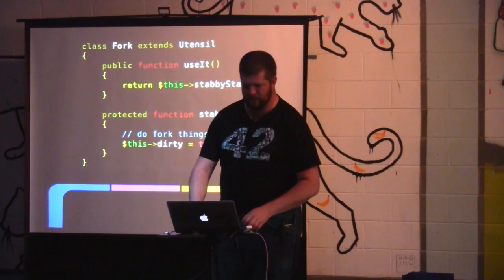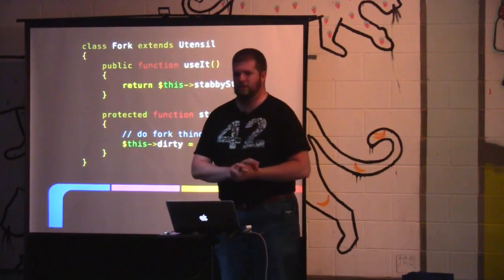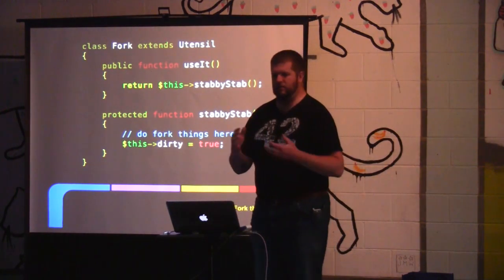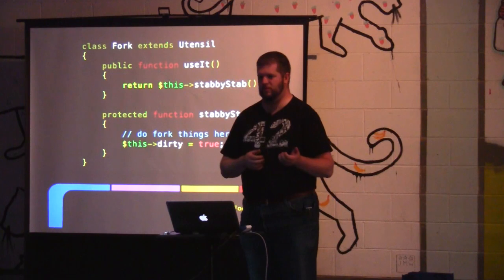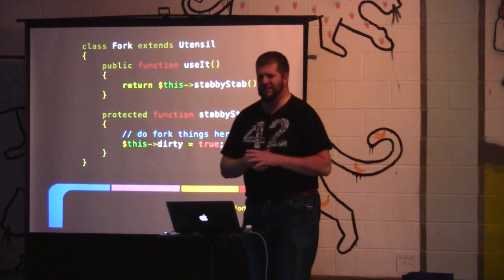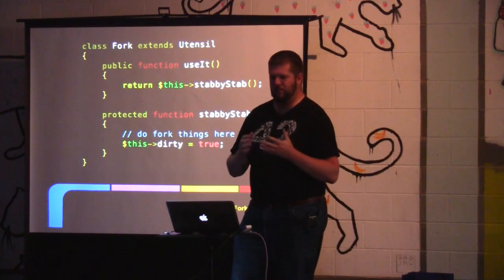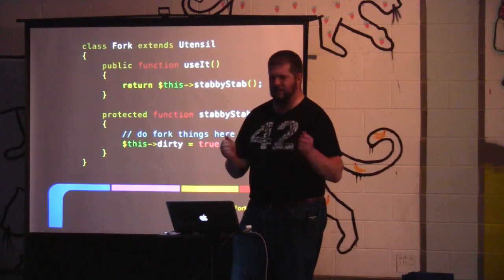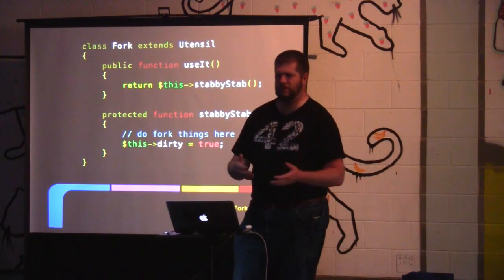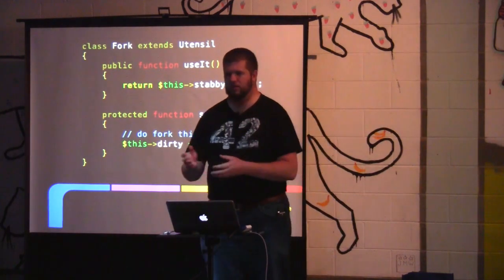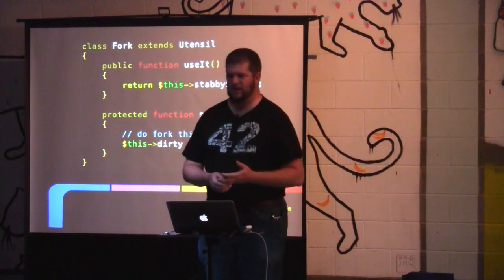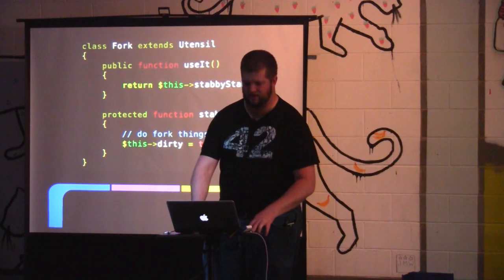All right. So now we've got an extension. We've got a fork, right? And I believe I meant to put use it on the utensil as well. So let's pretend I did that. And when I use a fork, it does the stabby stab thing. And once it does that, it's now dirty. So it sets the dirty flag to true, which would mean that when you ask it if it's clean, it would say, no, it's not clean.